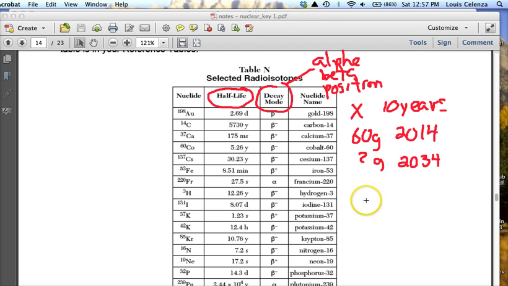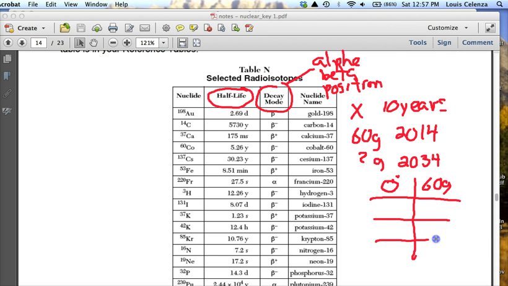Okay, and the way that you do that is you set up a table like this. And I know in your reference tables they give you a formula for half-life. I don't think it's really very useful. This is what I always show my students. But you're welcome to use that formula if you want. So here's our starting time, 0. That's 2014. And I'm starting with 60 grams. And I want to know how much of that 60 grams is still going to be remaining in 2034.